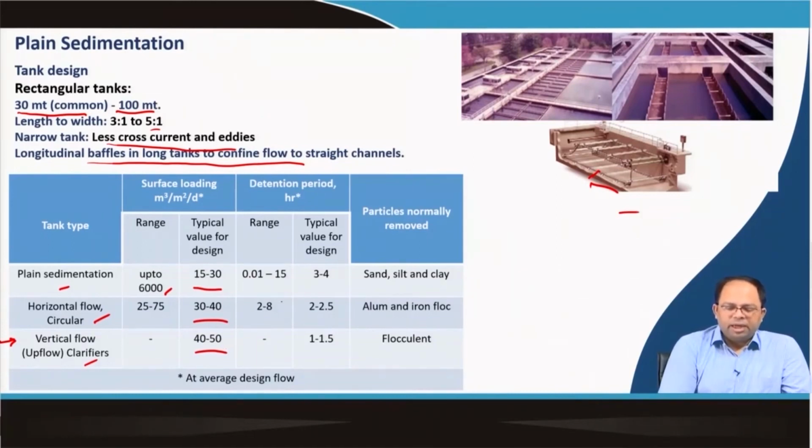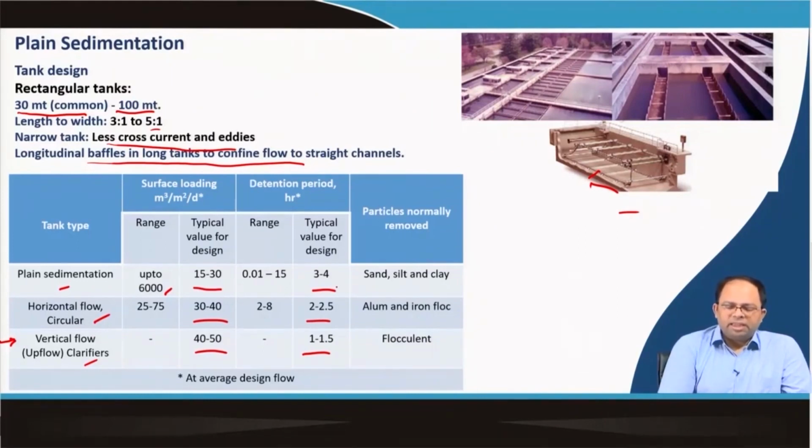And the detention period, again typical values are 3 to 4 hours, and then 2 to 2.5 hours for horizontal flow or circular tanks, and for vertical flow tanks 1 to 1.5 hours. So, this is the detention period, and based on that and based on the depth of those tanks, you can determine the size that is required for this kind of tank.